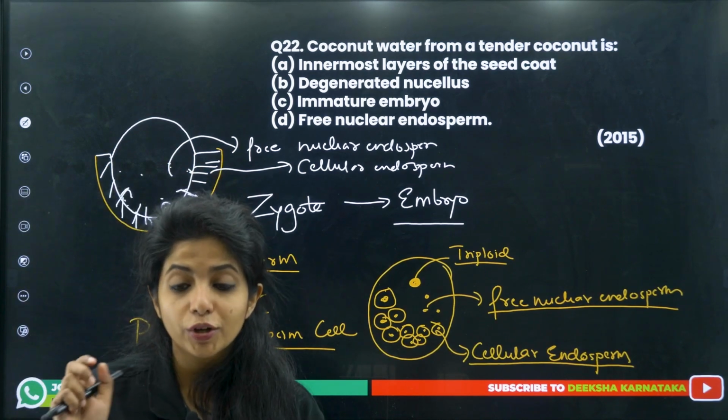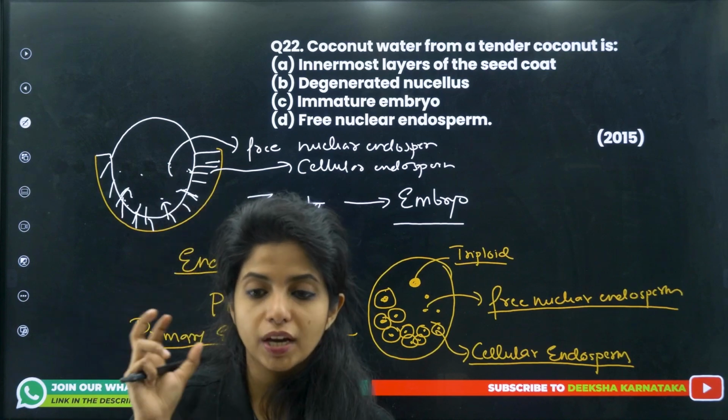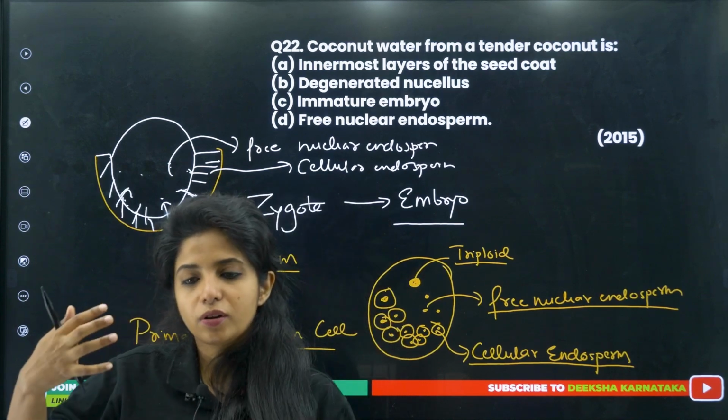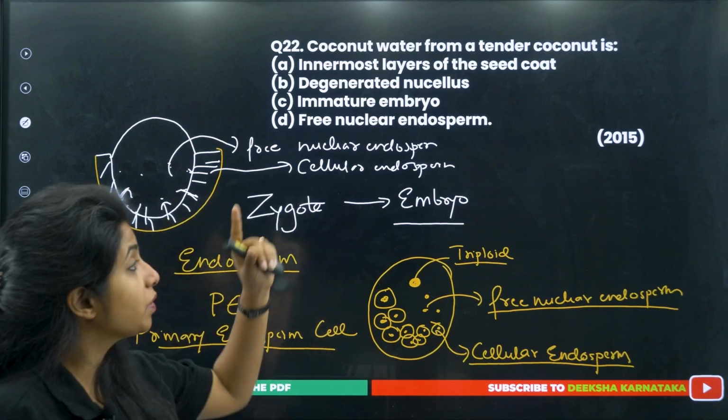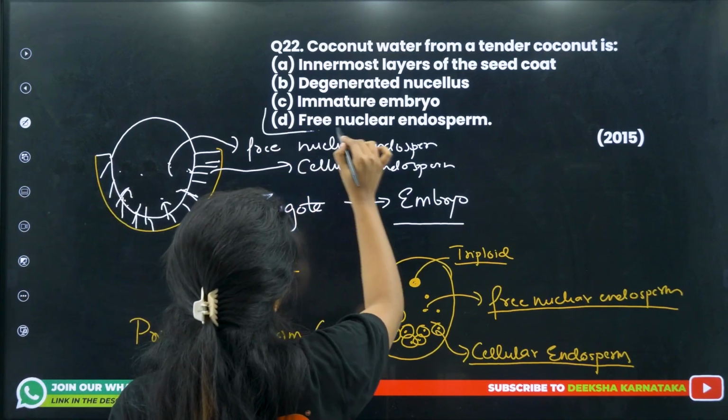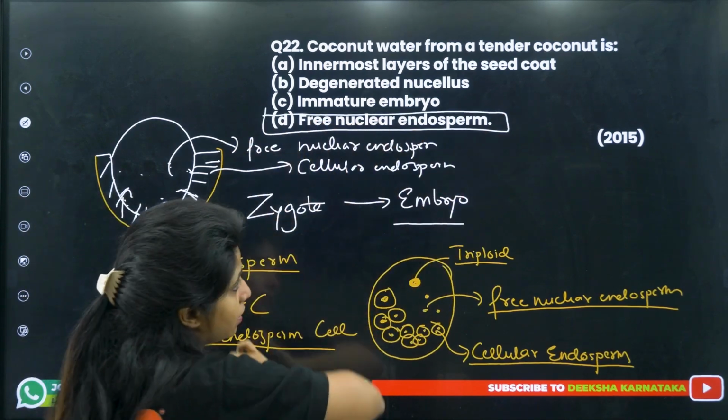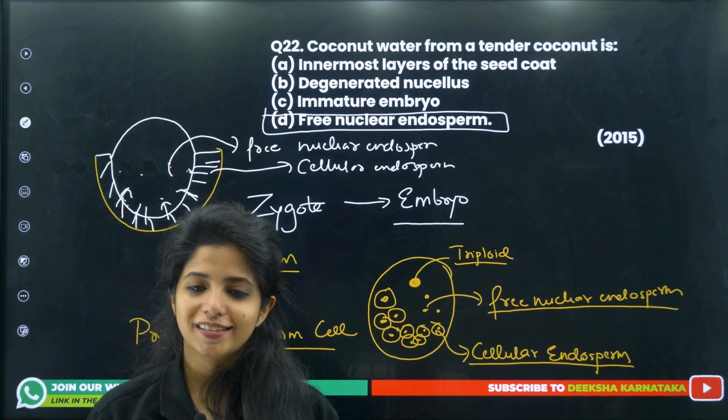Okay, and in some coconut, if you shake also, there won't be any noise. Why? Because all the free nuclear endosperm turns into what? Cellular endosperm. So coconut water from the tender coconut is, children, free nuclear endosperm. This is also directly from your NCERT 2015 question. Okay.